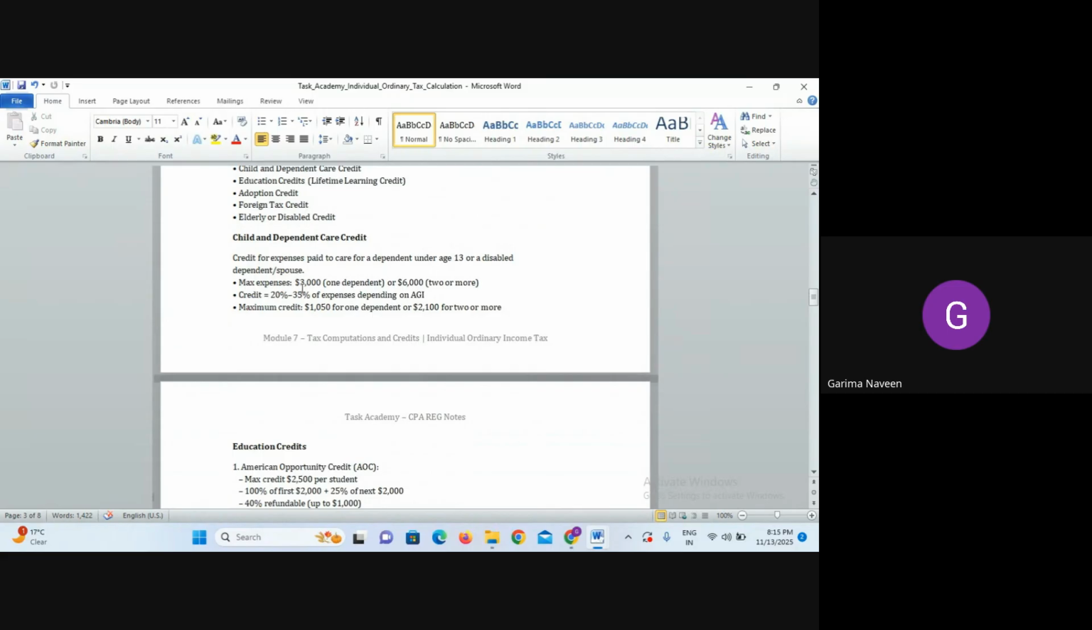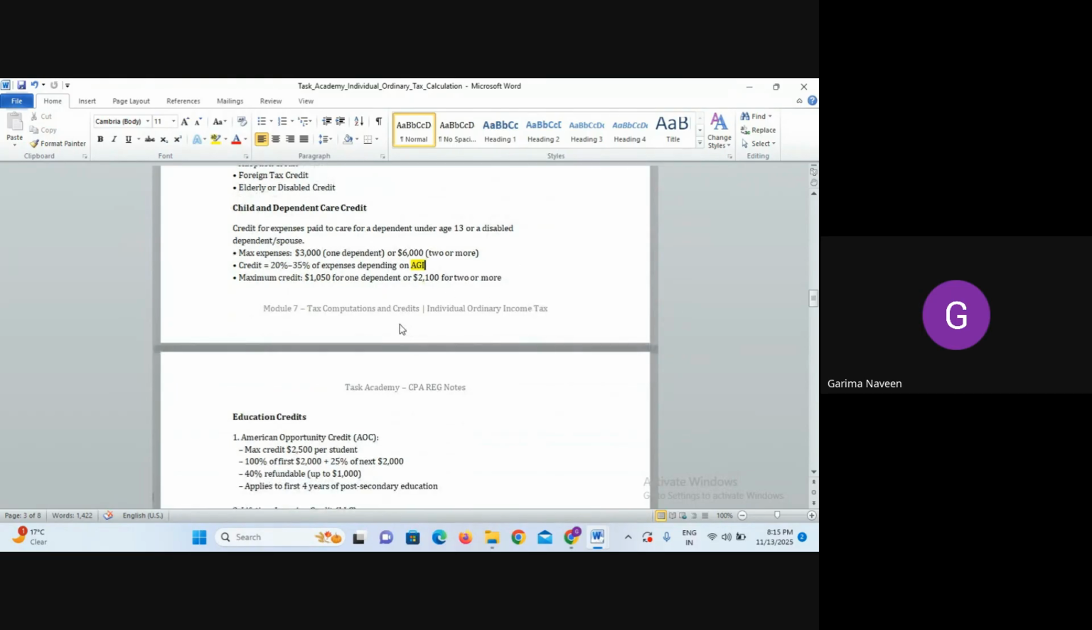The maximum expense is up to $3,000 for one dependent and $6,000 for two or more. The credit is 20 to 35% of expenses. That means you can claim 20 to 35% of your expenses as your credit. This is generally based on your AGI. The maximum credit is $1,050 for one dependent and $2,100 for two or more. So depending upon your AGI, you can get this credit.